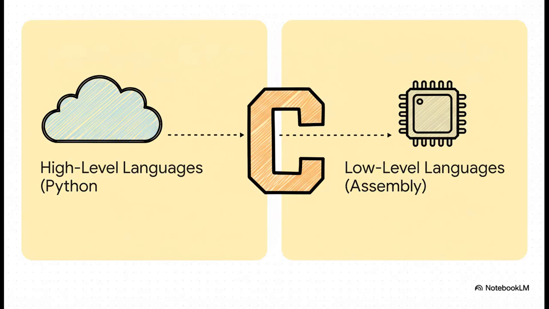So to really get where C fits in, picture a spectrum. On one end, you have high-level languages like Python. They're super human-friendly, easy to read, and they handle a lot of the messy details for you. On the other end, you have low-level stuff like assembly language. That's practically talking directly to the computer's hardware. It's incredibly powerful, but also incredibly complex. And right there in the middle, that's C. It's the perfect bridge. You get the raw, close to the metal power of a low-level language. You can manage memory directly for insane speed, but it's still structured and readable like a high-level one. That control, that's its superpower. And honestly, it's also what makes it a bit tricky.